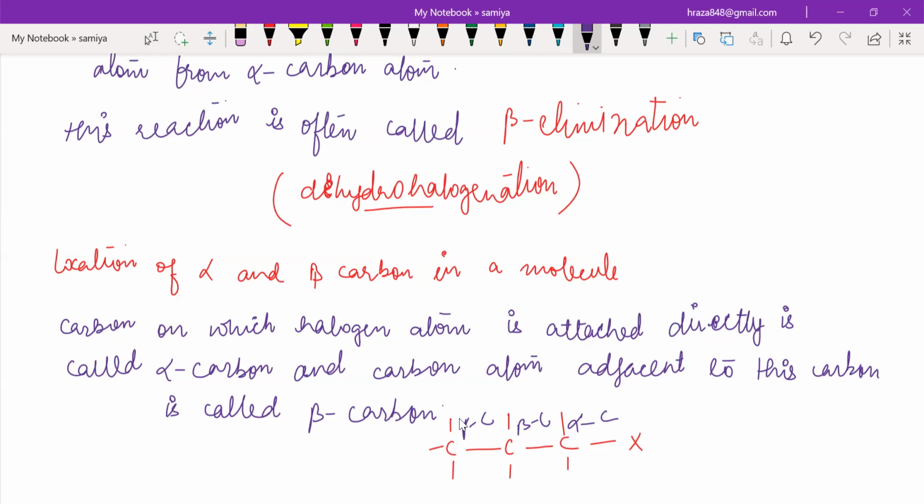So what is alpha carbon? The carbon directly connected to X is called alpha carbon, and the carbon adjacent to this carbon is called beta carbon. Okay, please write this, then I'll explain beta hydrogen also. Beta hydrogen is the hydrogen which is connected to beta carbon. Hydrogen connected to beta carbon is called beta hydrogen.